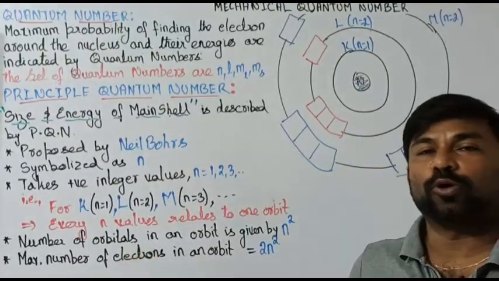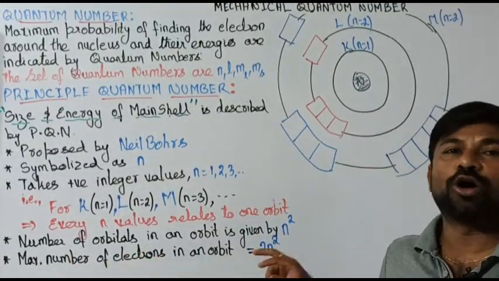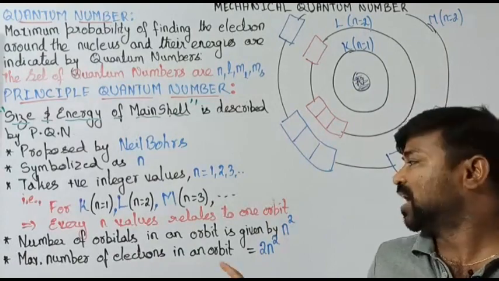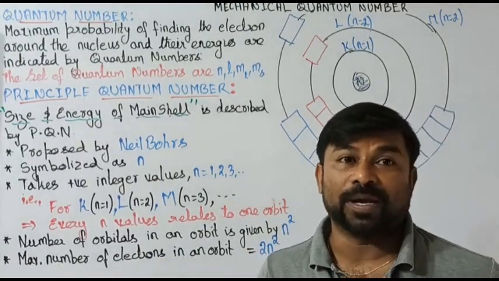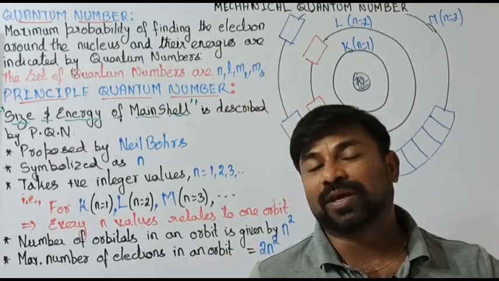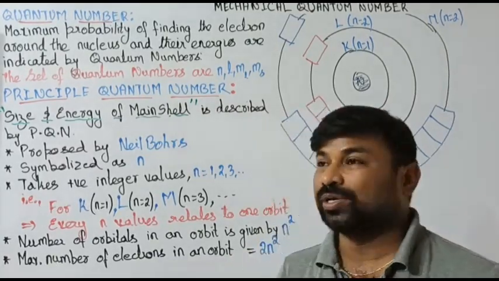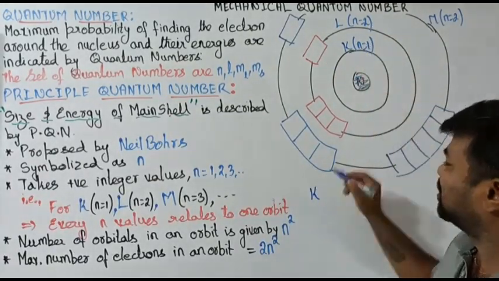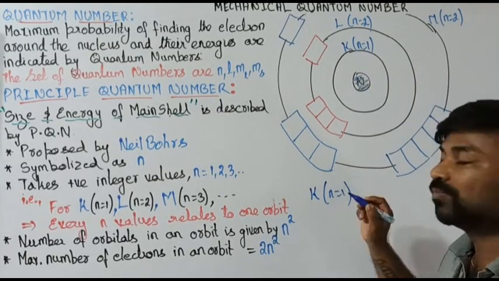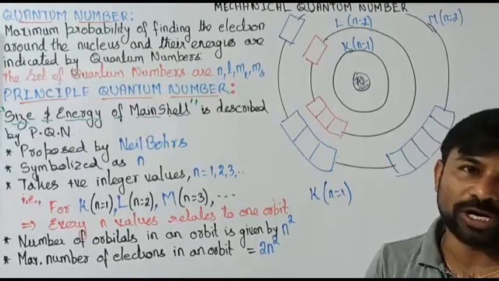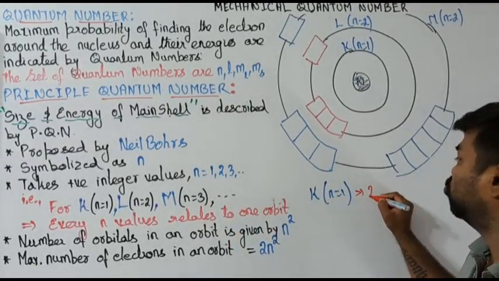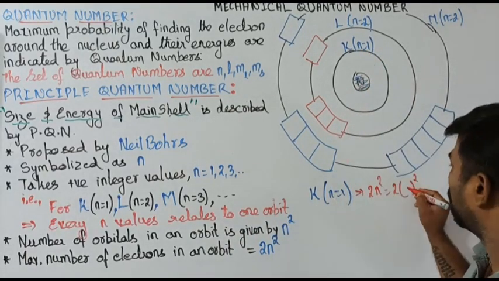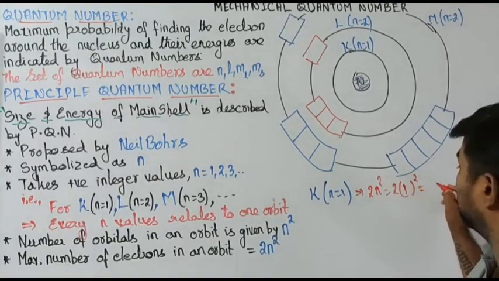We now talk about the last point here, the maximum number of electrons in an orbit. The maximum number of electrons in an orbit is given by the principal quantum number, and the formula is 2n square. You have to remember this. Let me talk about that. If you take the K orbit, what is the n value there? n is equal to 1. To know the number of electrons present, the formula is 2n square, which is 2 times 1 square, which is nothing but 2.